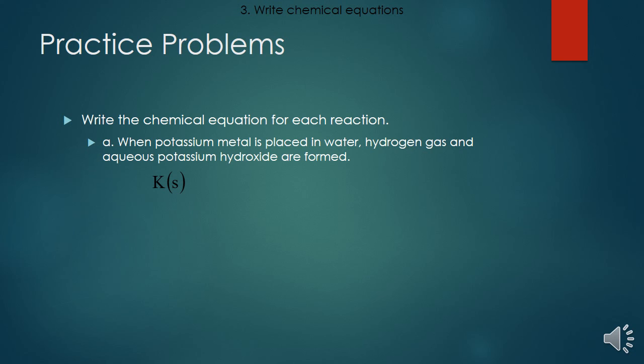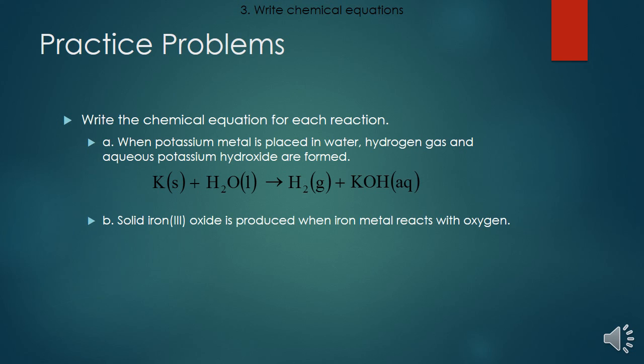And then if we place it in water, so plus the formula for water is H2O. Pretty good chance it's liquid water unless we're told something different. So I'm going to use the lowercase l there in parentheses. And then we're told hydrogen gas and aqueous potassium hydroxide are formed. So those are the products. So I need my arrow next. Hydrogen gas, just like oxygen, is one of the diatomic elements, so H2 gas. And then the formula for potassium hydroxide would be KOH. Potassium is 1 plus, hydroxide is 1 minus, so there's a formula there, and then the aq to show it's a solution.